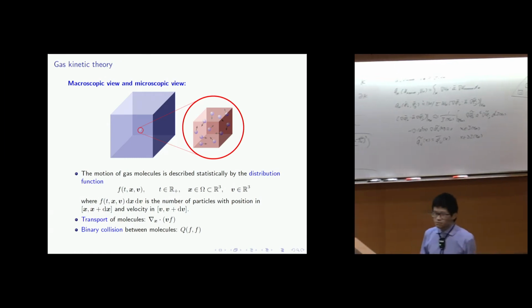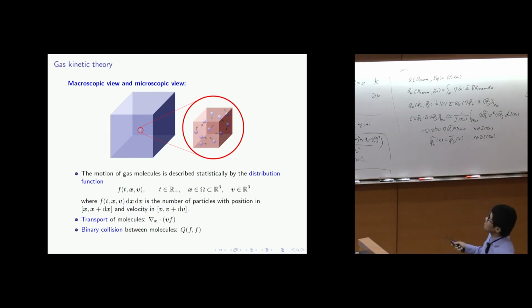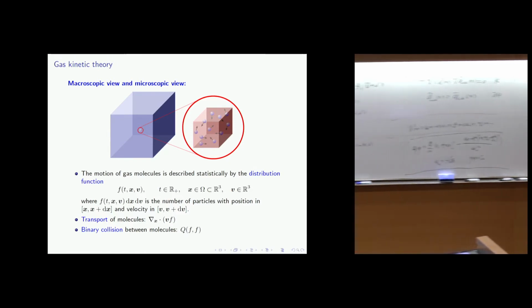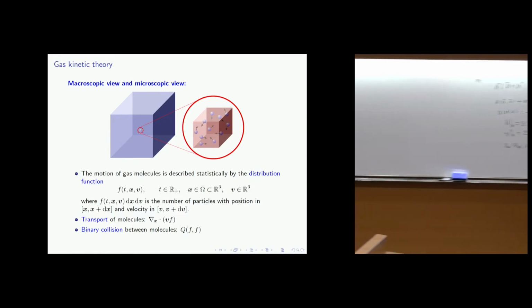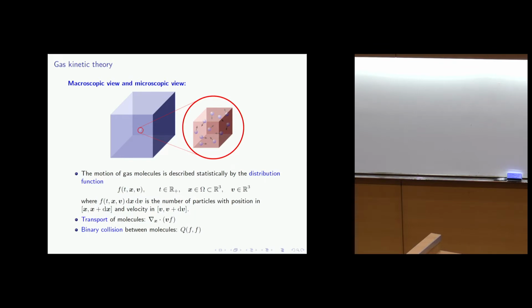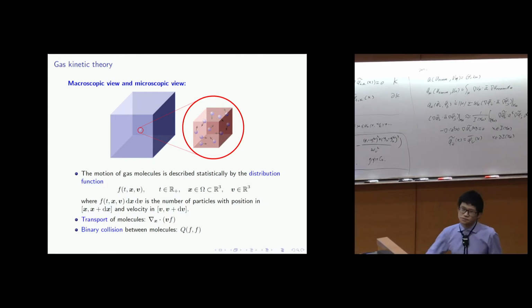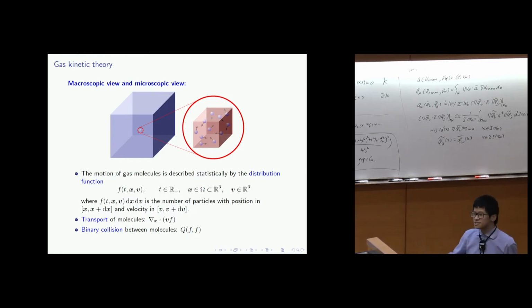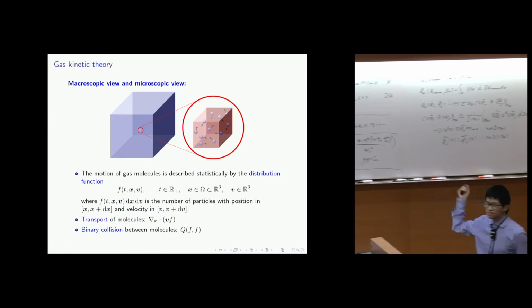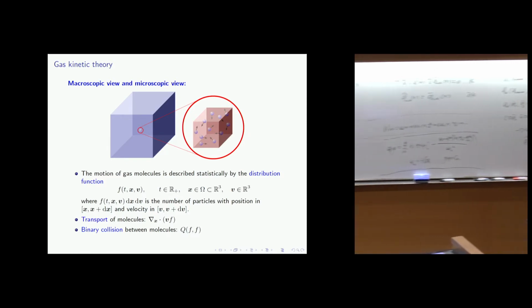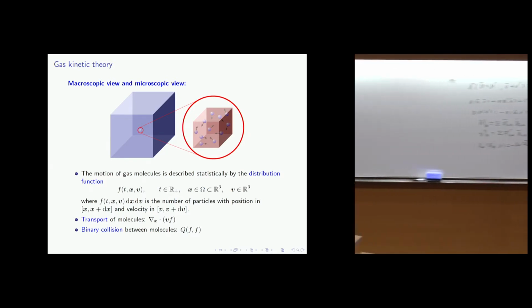In general, it's like a probability density function. It's like the probability of a particle appearing at point x and flying with speed v. So this is the idea of this distribution function. Now we want to simulate the dynamics of this distribution function. How can we do this? We just consider two effects. The first one is the transport. This is just a linear transport. I have a particle, it moves with velocity v, so I get this convection term.